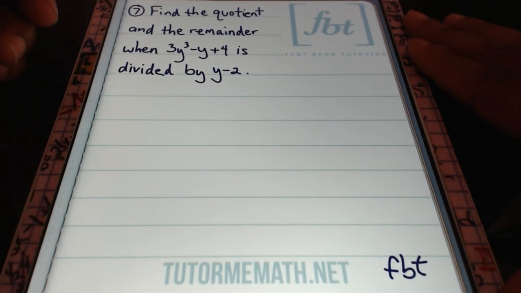Problem number 7. They want us to find the quotient and the remainder when 3y cubed minus y plus 4 is divided by y minus 2. We're going to use the process of long division to solve this. You actually could use synthetic division to solve this problem, but usually nowadays synthetic division is kind of saved for college algebra and classes above that. So we're going to be using long division to solve this problem, guys.